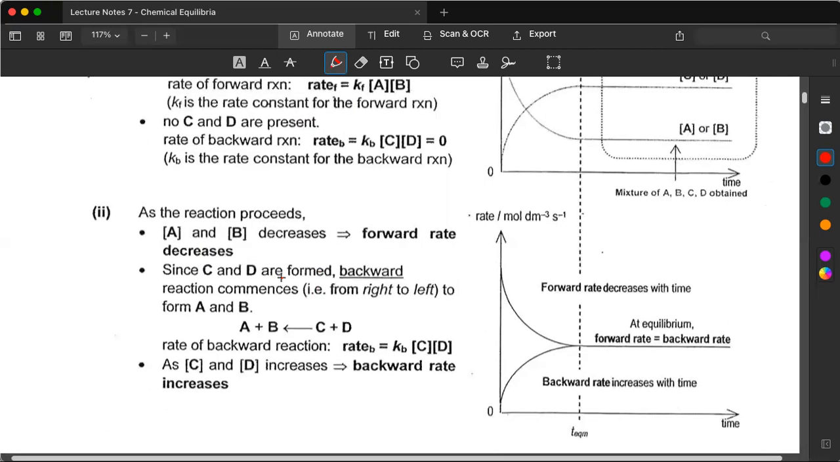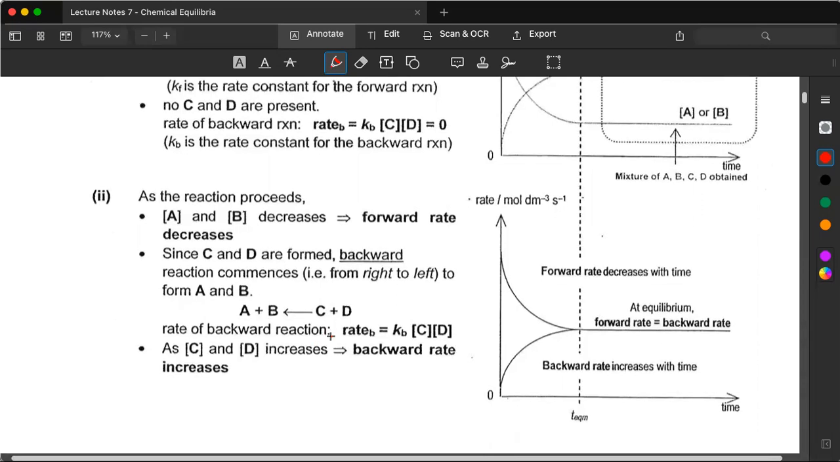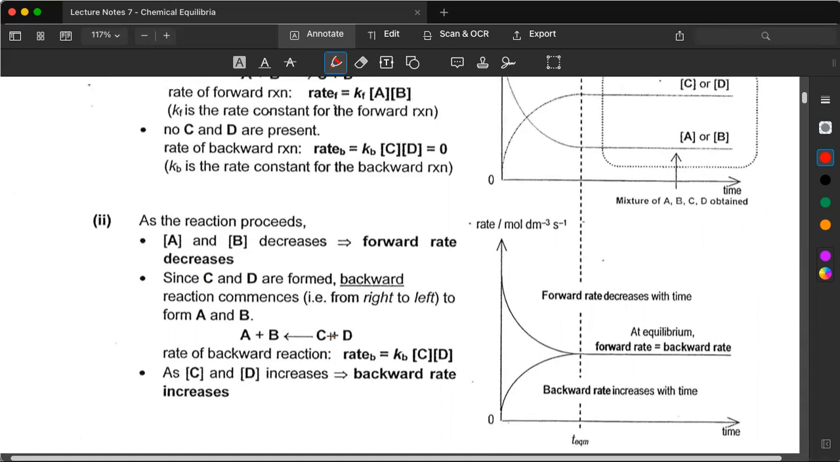As for the product C and D, at the beginning, they are not present, but when they are formed, we realize that as more C and D are formed, the rate of backward reaction will keep on increasing. So the rate of the forward reaction will decrease, the rate of the backward reaction will increase, and it will reach a point where the rate of the forward reaction and the backward reaction will be equal. When this is achieved, we call this state of equilibrium.